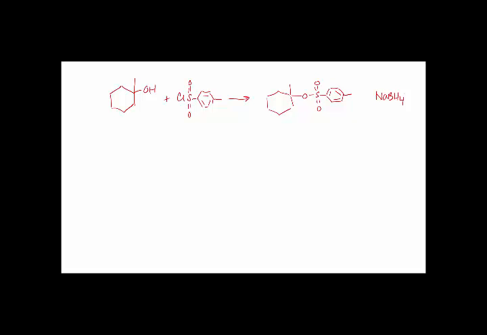It's the source of H minus, right? So then the question is, what's the H minus going to do with this molecule? So it's going to do what mechanism? So it's going to do an SN2. It's going to come in, kick off the leaving group, and I will basically reduce the alcohol.